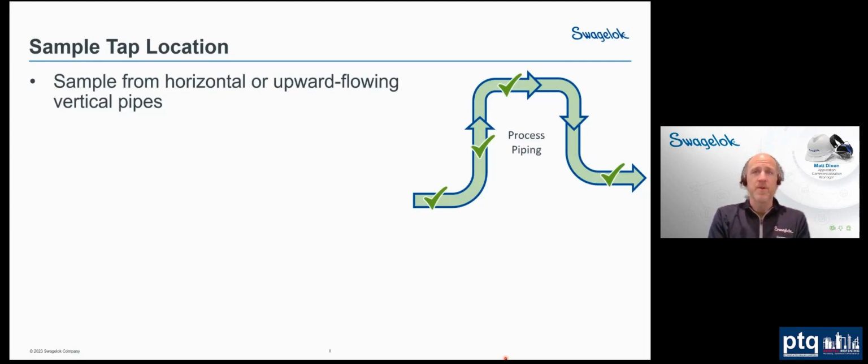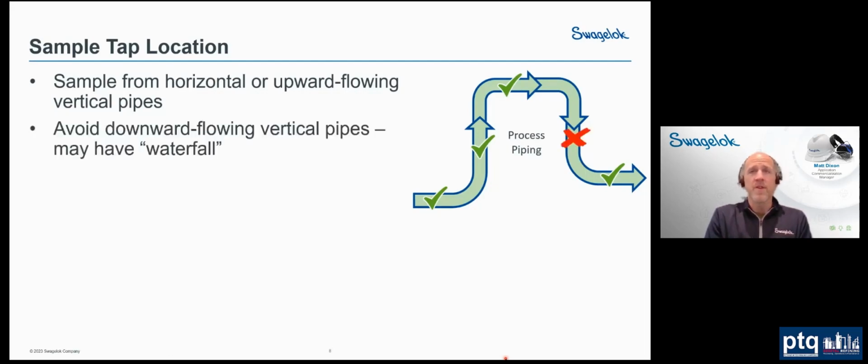Especially with the vertical upward flowing pipes, you know that those are going to be 100% full of liquid. Likewise, those horizontal pipes at low elevations, again, those are going to be full of liquid. So you're not going to be pulling in some sort of a mixed phase when you're extracting your sample.